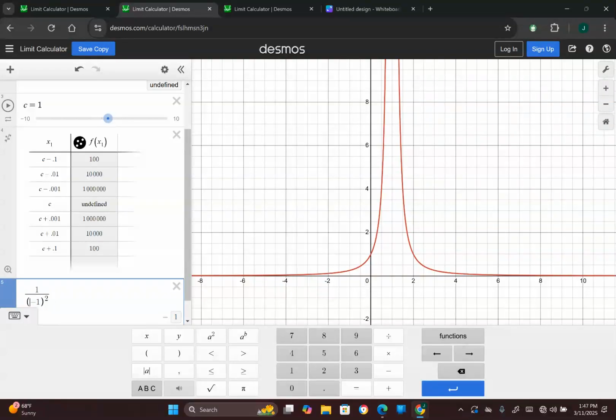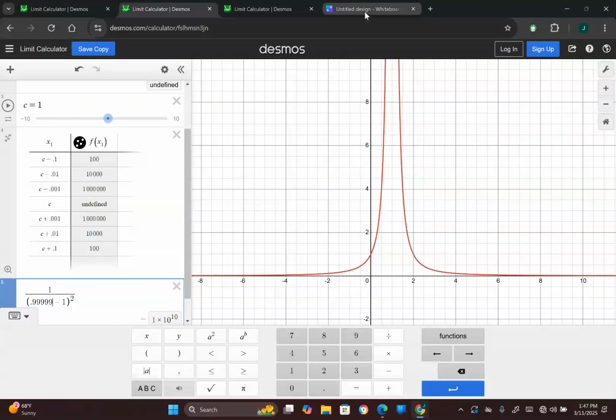We're going to plug in something really close to 1, like 0.9 on the left-hand side. Comes out to be 100. What if I get closer to 1, 0.99? Watch that number on the right there at the bottom of the screen get bigger and bigger. The more I make the bottom of that fraction closer to 0, the bigger that fraction gets. This is why it goes off to infinity.